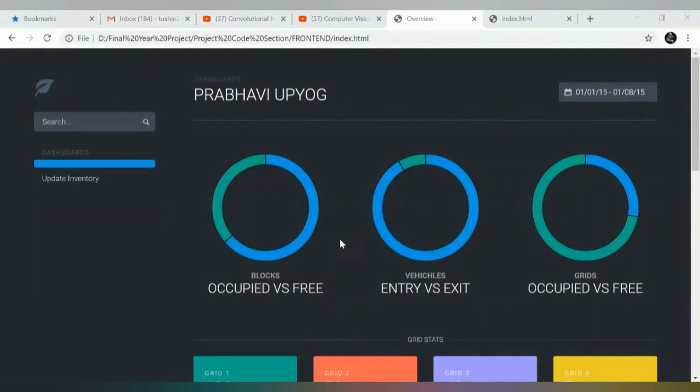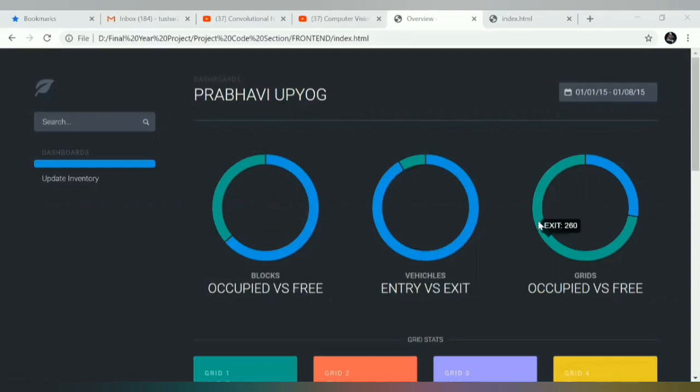This is our dashboard, the Prabhavi Upyog dashboard, which is used to keep a record of each and every operation in a parking area. The first image shows how many blocks in a grid or section are occupied versus free. There are 130 blocks free and 230 blocks occupied according to the real-time data. 330 vehicles recurred and 30 vehicles are new.